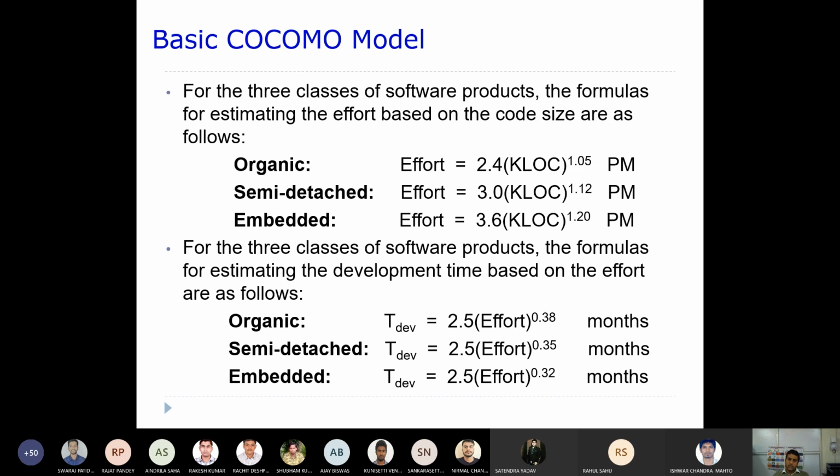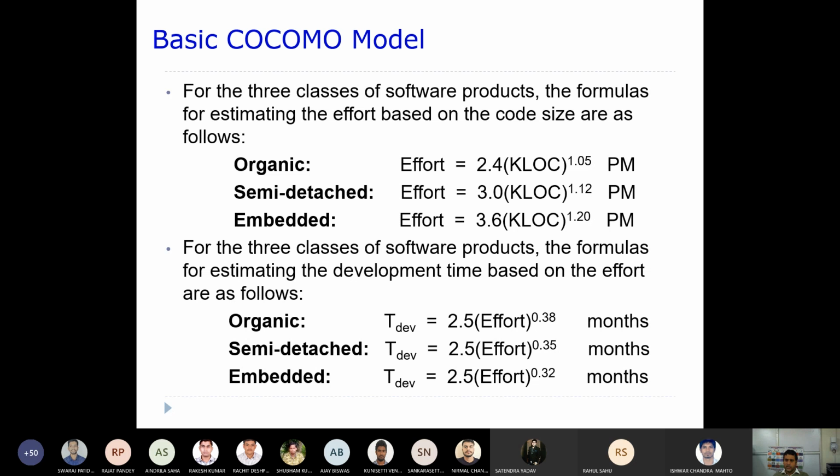Now once these efforts are calculated, you can calculate the development time. Here the constants are 2.5 and 0.38 for an organic project, and for semi-detached, almost the same, 2.5 and 4 to the power of 0.35. So like this. Now the development time you can see here is part of these expressions.